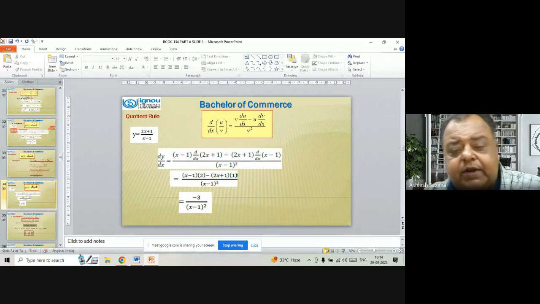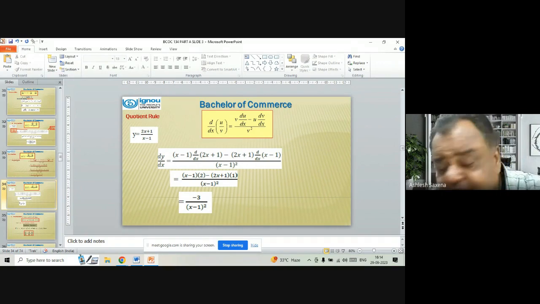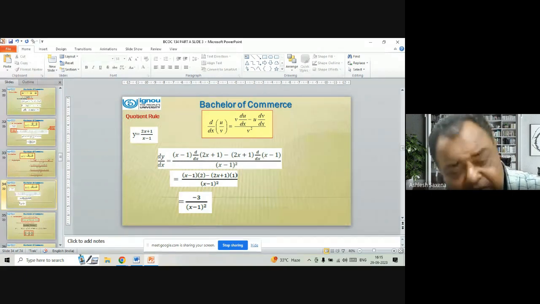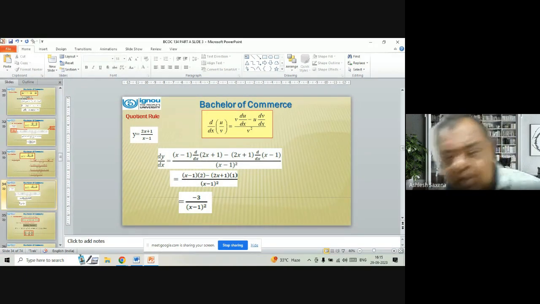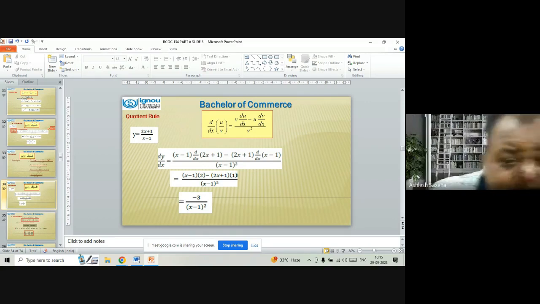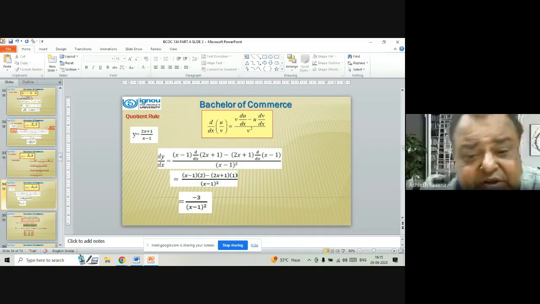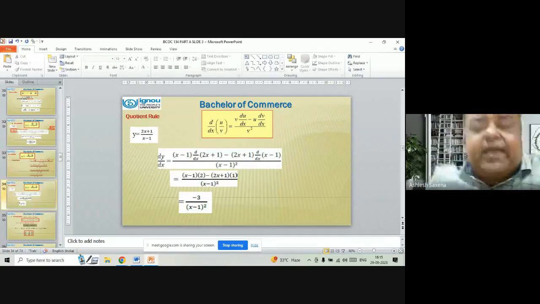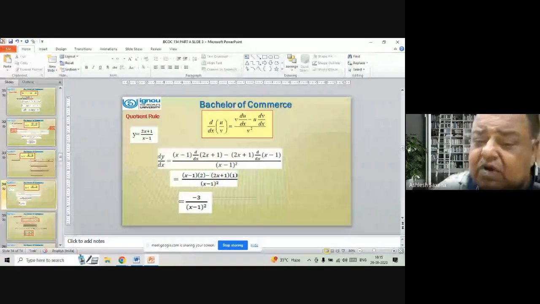Another problem related to u by v. The formula is square the denominator, and in the numerator, whatever has been squared should be taken individually: denominator into derivative of the numerator minus numerator into derivative of the denominator. Derivative of x square is 2x, and derivative of 2x is 2. Derivative of x is 1, and derivative of all constant is 0.